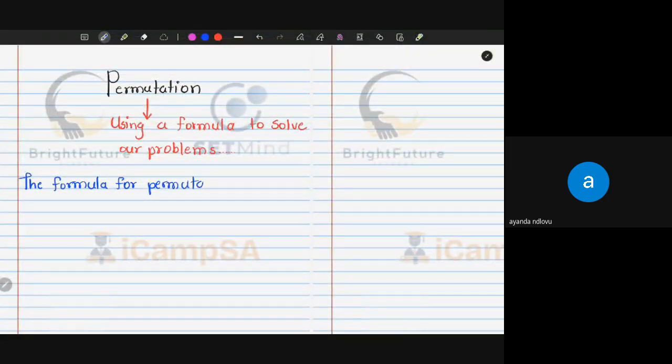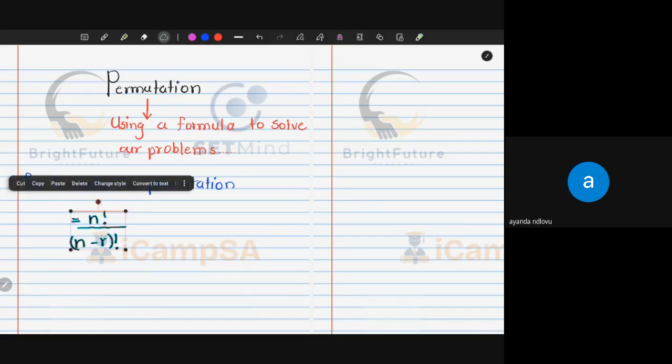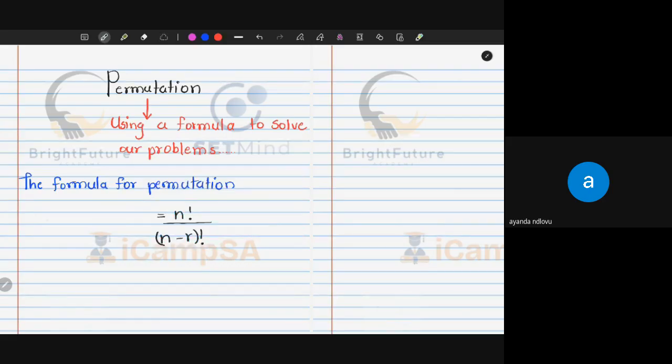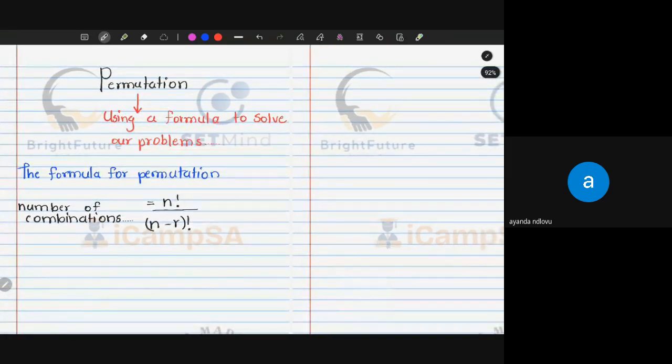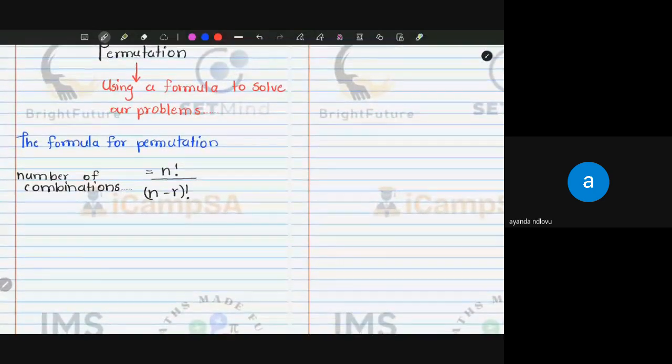Permutation. The formula that we are supposed to use is equal to n factorial divided by n minus r factorial. And this will give us the number of possible outcomes, or the number of combinations. So it will give us the number of combinations. Essentially what we've been calculating. But we need to make sure that we understand what is what before we use this formula.